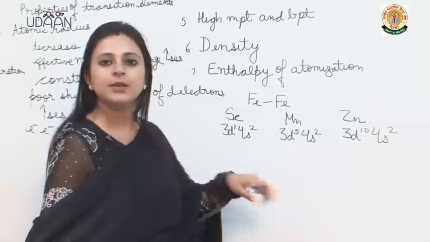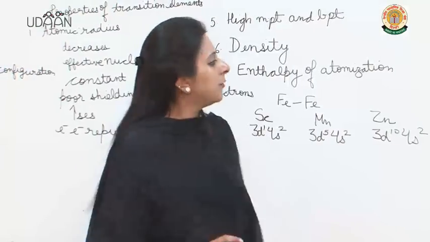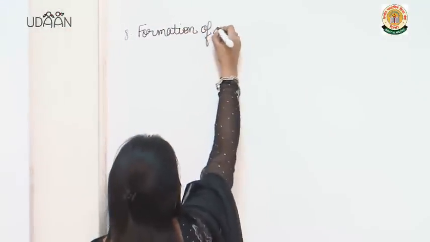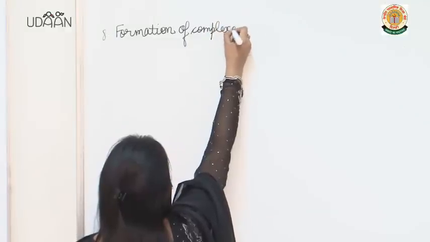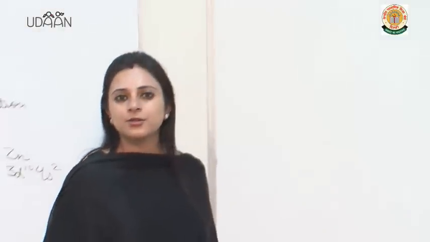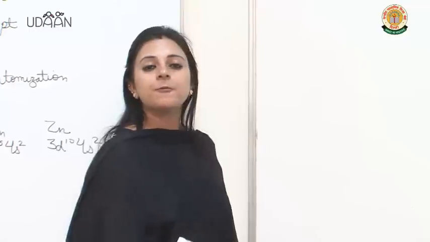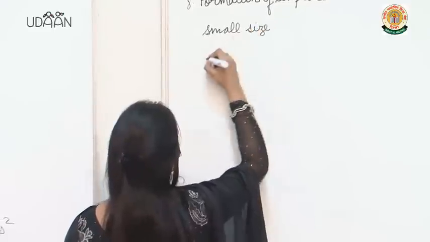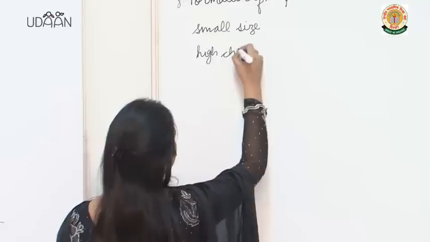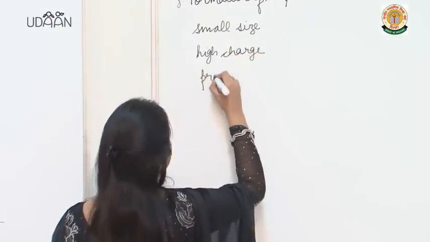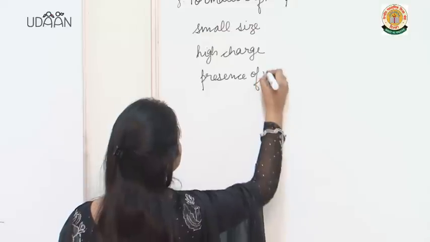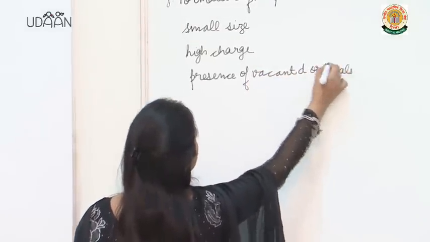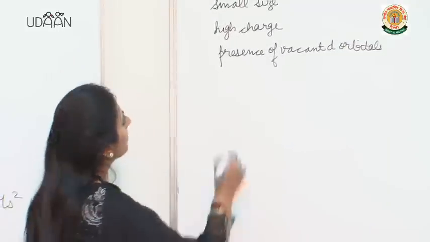Now let us understand the next property, that is the formation of complexes. Now transition elements, they can form complexes. What is the reason? Because of their small size, high charge and presence of vacant d orbitals. So what is the reason? Small size, high charge and presence of vacant d orbitals. They can form complexes.